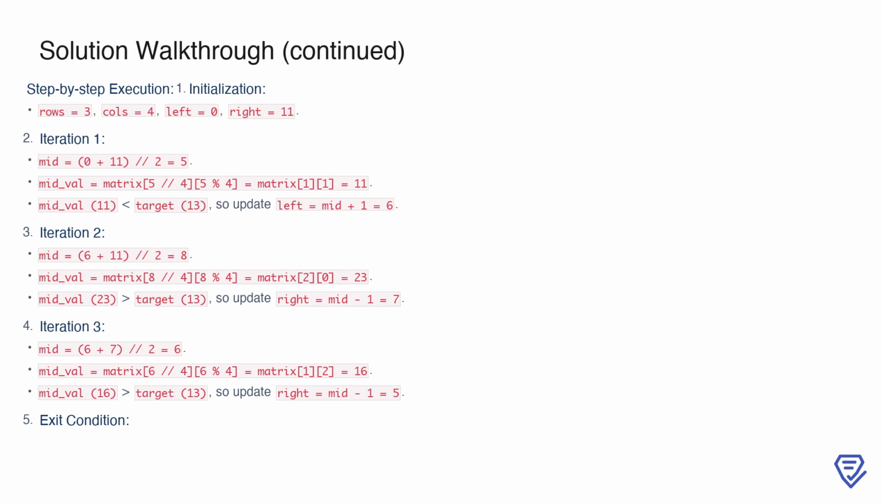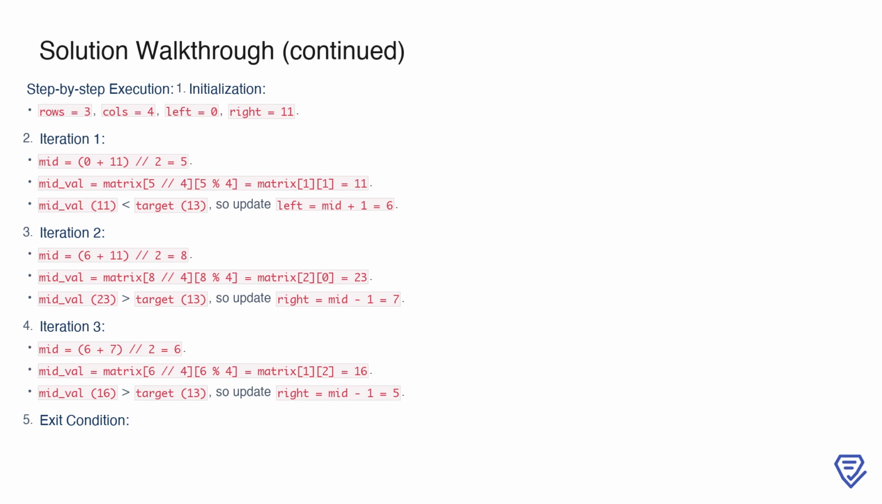Since 11 is less than the target of 13, we adjust our range by setting left equals mid + 1 equals 6. In the second iteration, we find mid equals (6 + 11) / 2 equals 8, and the value is mid_val equals matrix[8 / 4][8 % 4] equals matrix[2][0] equals 23. This time, 23 is greater than the target, so we update right equals mid - 1 equals 7.